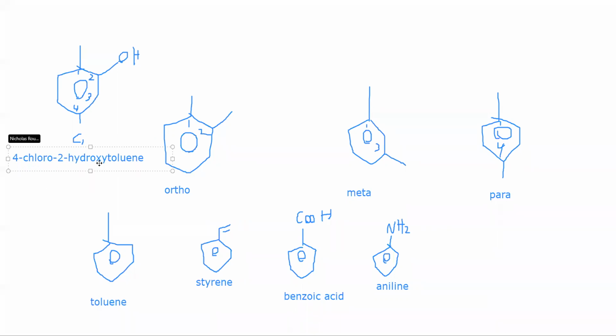And if you have multiple substituents like this, you don't want to use the ortho-meta-para designations when you're naming it. You can say that the alcohol is ortho to the methyl group, but you can't say ortho hydroxy here because it would be confusing. So you should use numbers only if there's multiple substituents.